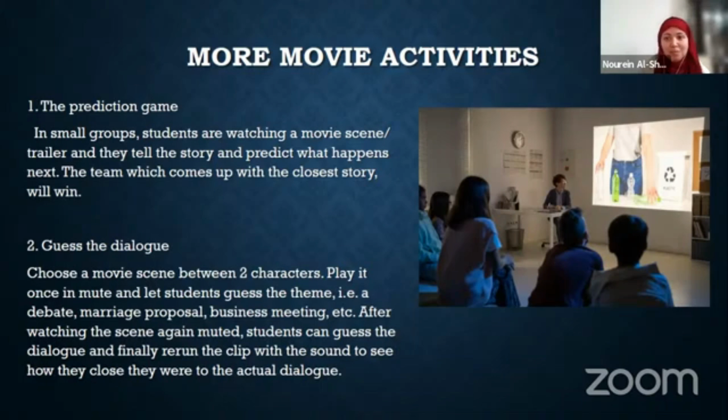The second one is guess the dialogue. I play the movie clip but muted, and they try to guess the theme first: what the two characters are talking about. Is it a business meeting, or a marriage proposal, or what? Then I play it a second time, muted also, and they try to guess the dialogue between the characters. On the third time, we see who got the closest dialogue related to the movie.